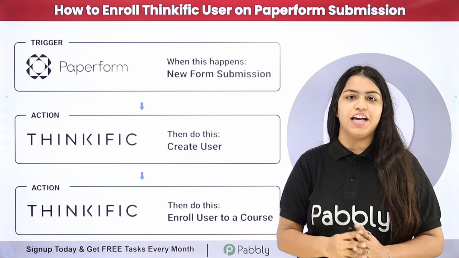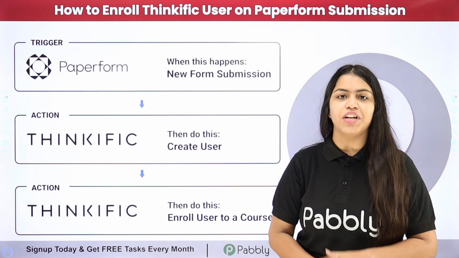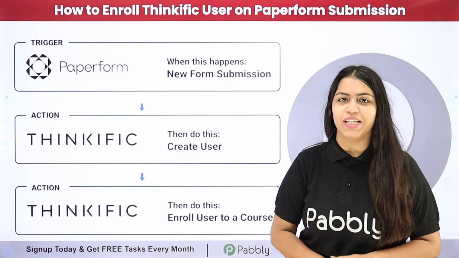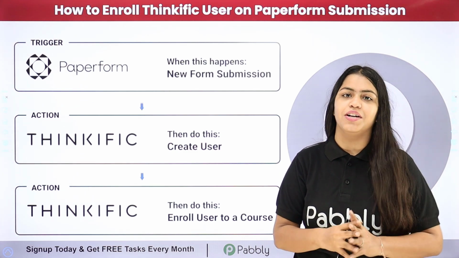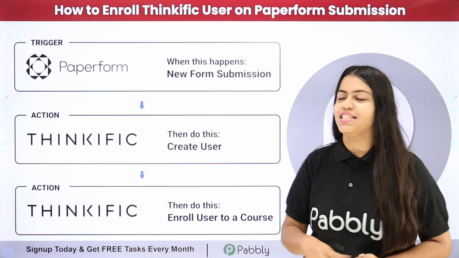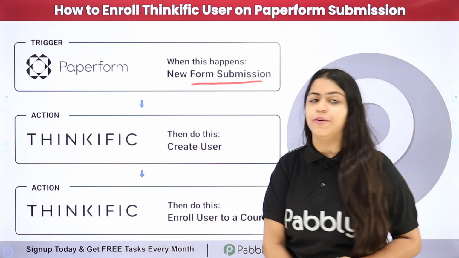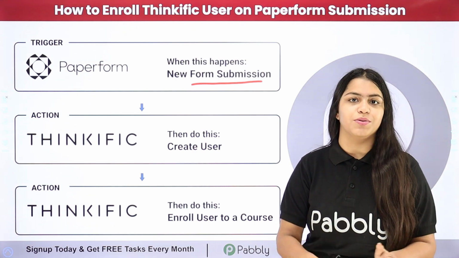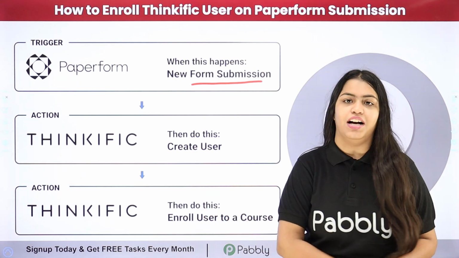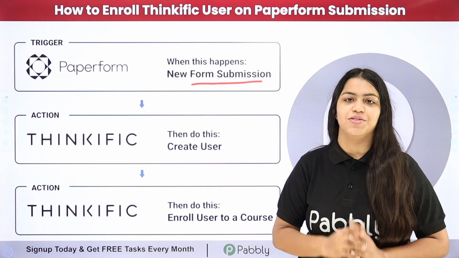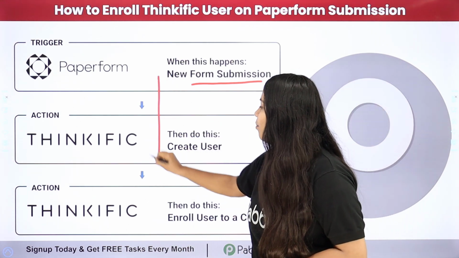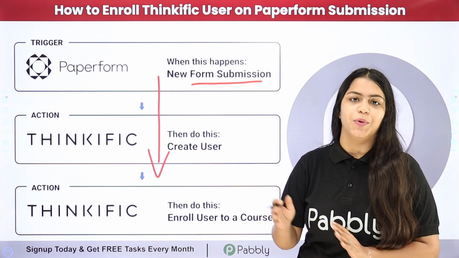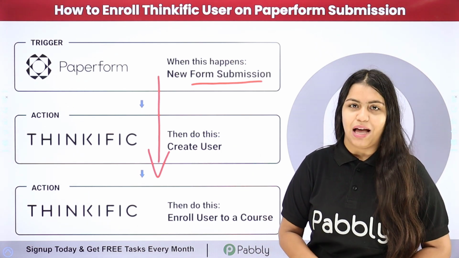So over here I'm running an EdTech company and we offer free courses to all our potential clients, and we use Paperform to get the registrations for these free courses. So now what I want is that as soon as someone registers for a free course with the help of Paperform, they should automatically be enrolled into the free course on my Thinkific account. To do this, we are going to create a connection between Paperform and Thinkific. To create this connection without knowing any programming or coding language, we are going to use Pabbly Connect.